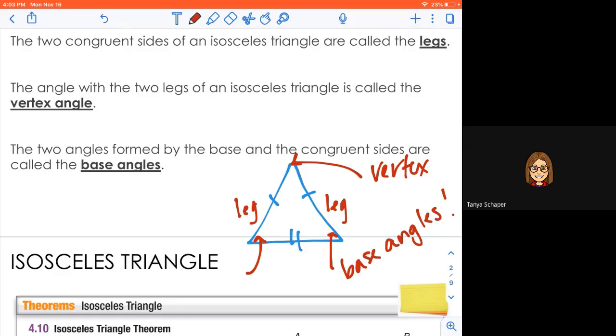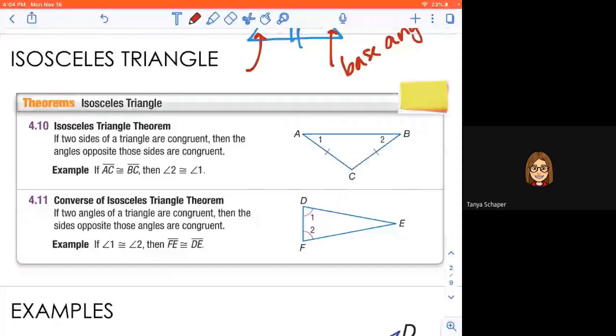One of the theorems we're going to talk about, there's two of them here because one's the theorem and one's the converse. And remember, with the converse, you take the hypothesis and the conclusion and you flip them. So the isosceles triangle theorem says, if two sides of a triangle are congruent, then the angles opposite those are congruent. With the isosceles triangle theorem, we're given an isosceles triangle, so we can then say the opposite angles, the base angles, are congruent. The converse says if the two base angles are congruent, then we can say that the opposite sides are congruent.